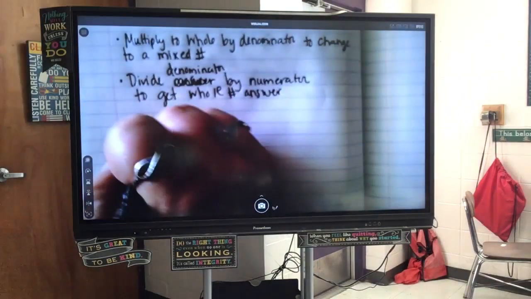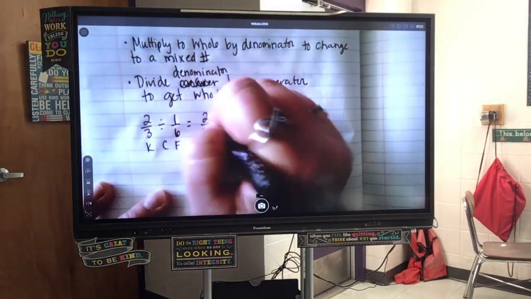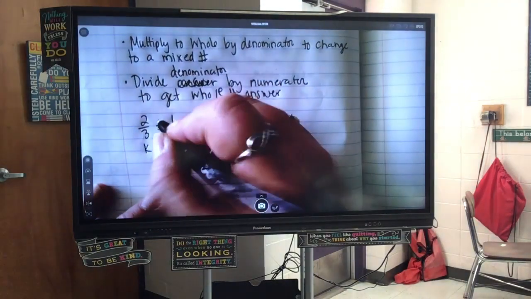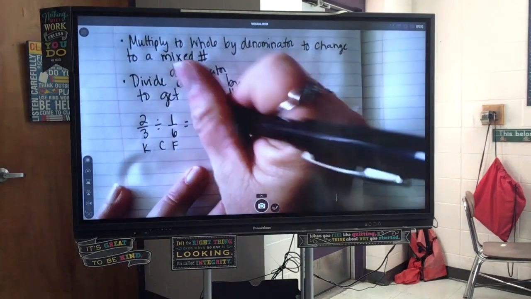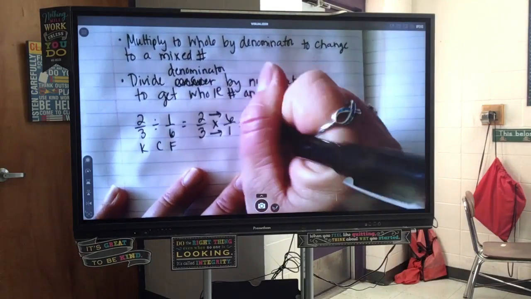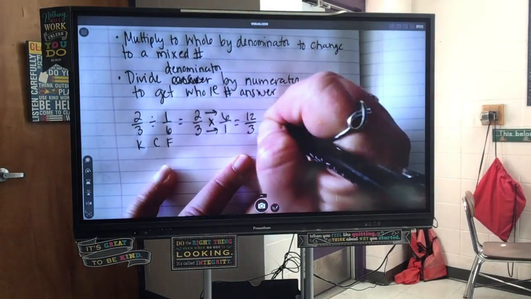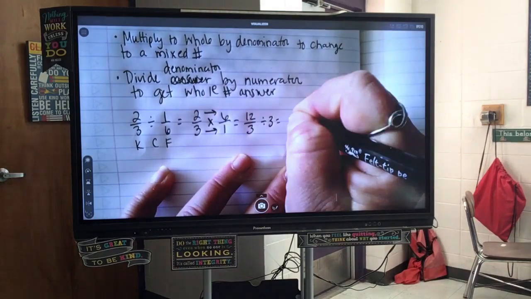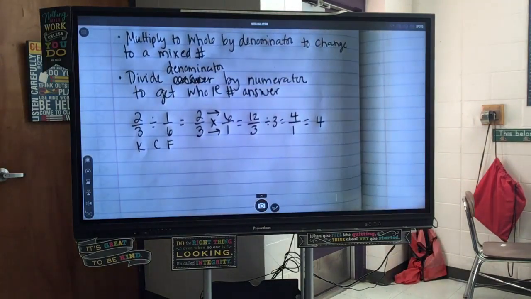I'm gonna keep, change, flip. So 2/3 stays the same. Change division to multiplication and flip my second fraction. Multiply straight across and I get 12/3. What do I do with 12/3? You can simplify it. Okay, so I can divide it by 3, which gives me what, 4 over 1, which becomes 4. Okay?